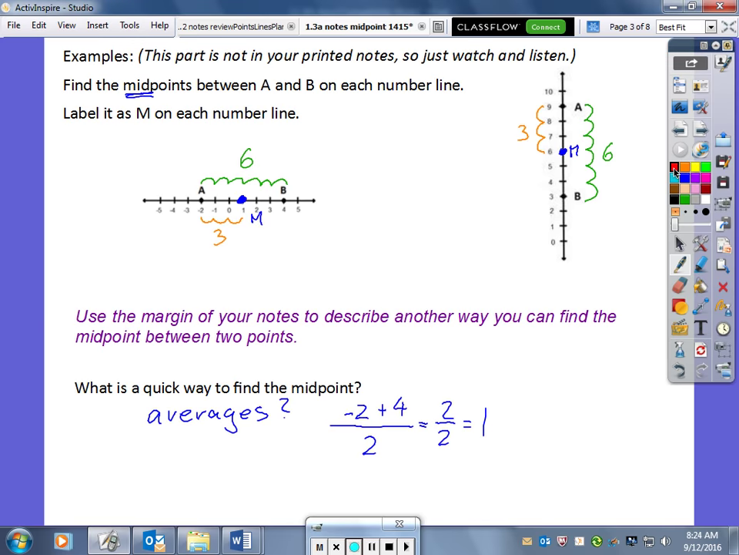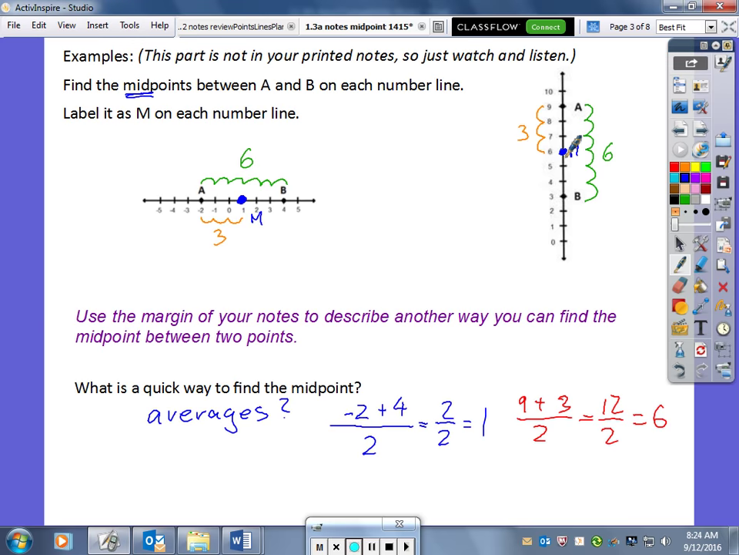And our other midpoint, A was 9 and B is 3. Add these two together, divide by 2. 12 divided by 2 is 6. So let's look at our two midpoints. The midpoint on the left is indeed at 1, and the midpoint on the right is indeed at 6.